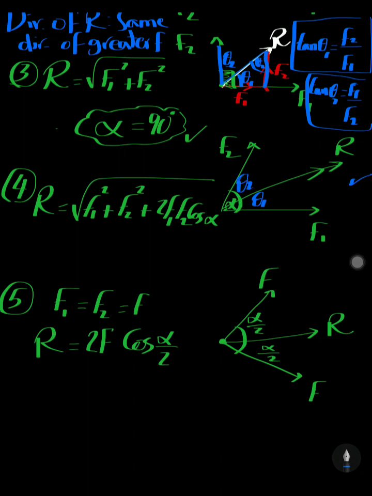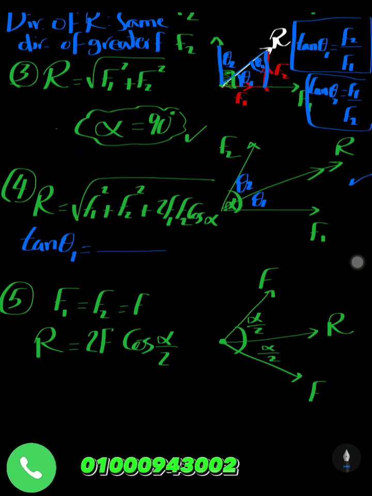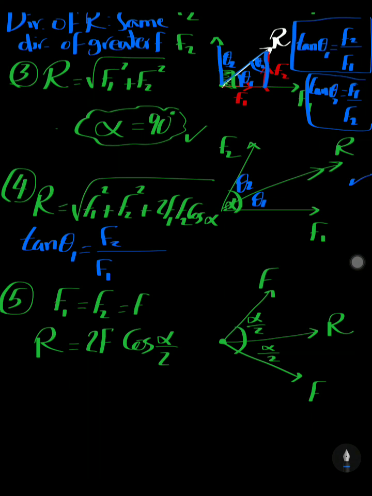To find the direction of the resultant with the first force, F1, we must find tan theta 1. We said before, tan theta 1 equals F what over F what? Right, F2 over F1. But in this case, we complete the rule. Tan theta 1 equals F2 over F1, and tan equals sine over cosine. We put here F2 sine alpha, and here F1 plus F2 cosine alpha.